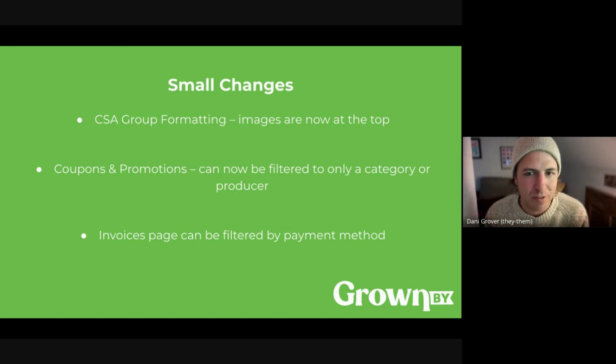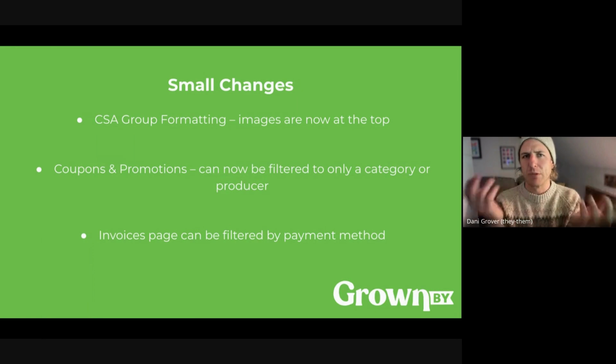The first thing on this list is CSA group formatting. Previously, when a customer went into a CSA group for your farm on your shop, the images were below the text that was the description of the CSA group. From a user experience perspective, we decided it was a lot nicer to have the images at the top. Usually when people are met with blocks of text on the internet, their eyes tend to glaze over and they scroll past it. So we changed that to hopefully provide a better user experience on the shop.